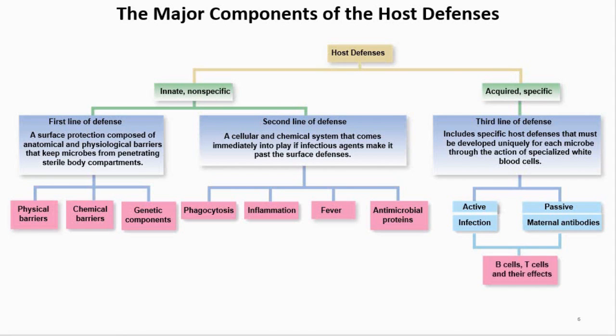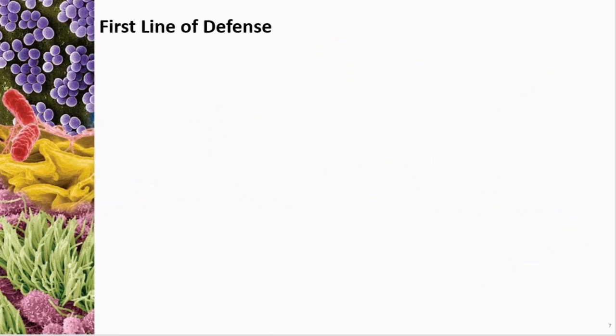And this involves B cells, T cells, which are both types of lymphocytes, as well as the cells that come from the B and the T cells, like cytotoxic cells, memory B and T cells, plasma cells, those sorts of things. Okay, so for this chapter, though, we are going to focus on first and second lines of defense, and for chapter 13, we will continue on with the third line of defense.